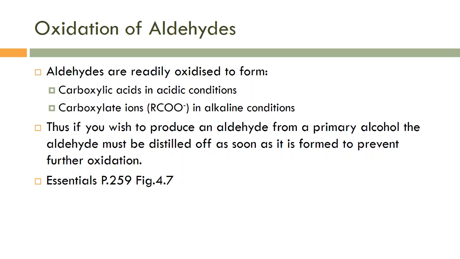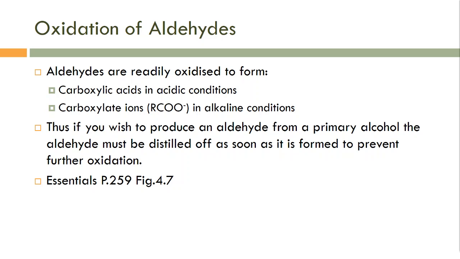So what we can also do with aldehydes is oxidize them. You can start from a primary alcohol, oxidize it to an aldehyde, and further oxidize it to get carboxylic acids. Now, there's a condition: if you want to make a carboxylic acid, it needs to be in acidic conditions. The dichromate that we just used, the orange solution, was already acidified. It had acid as its catalyst.